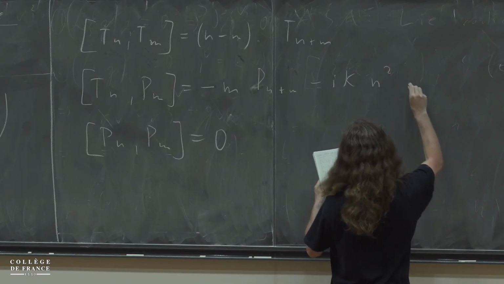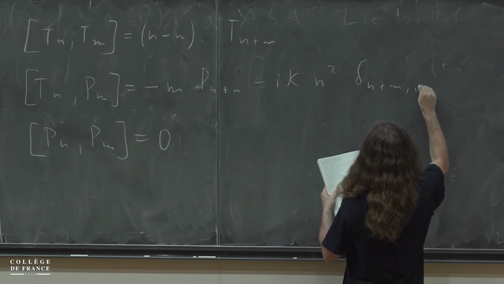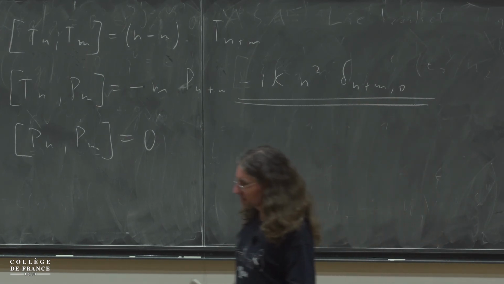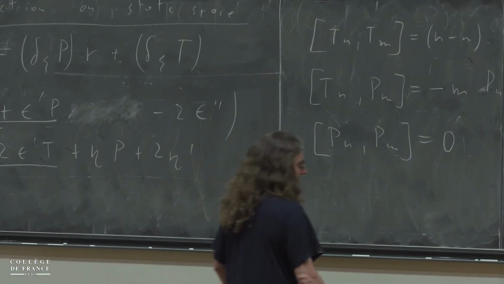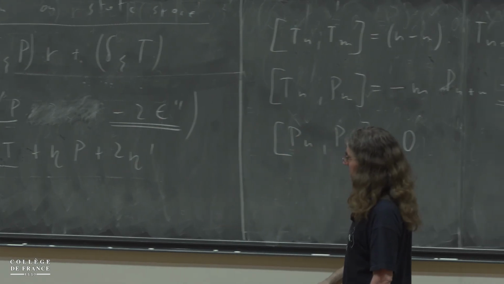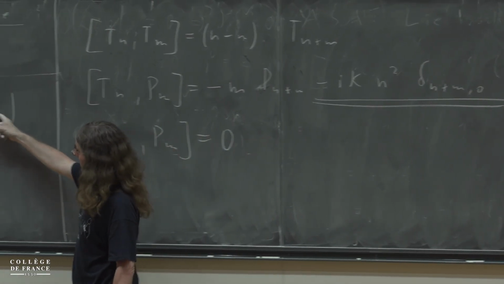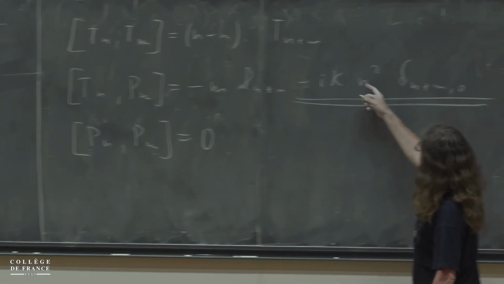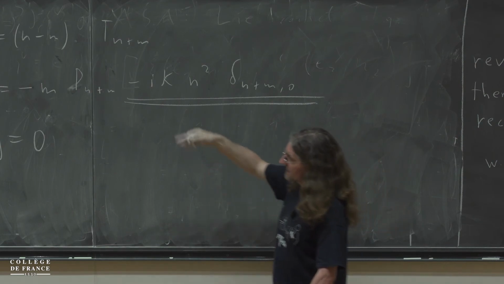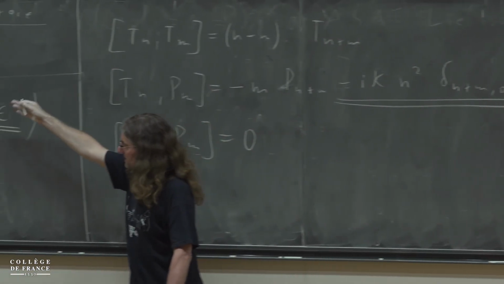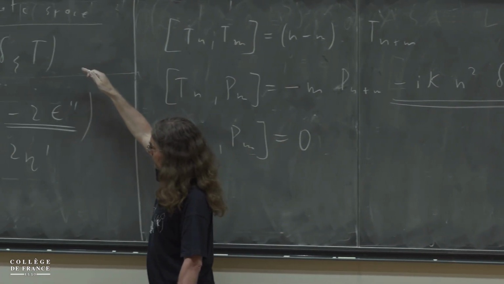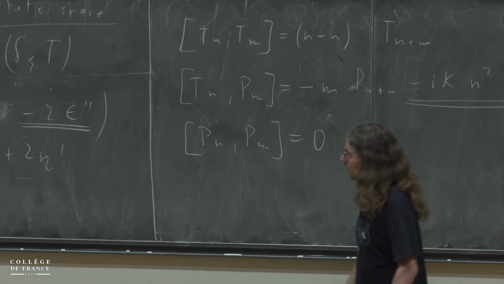But the more important point, and the last one I want to highlight, is that we do get this central extension. So there's a non-trivial central extension in the algebra, and you can deduce it from this term here. So that's the origin. This 2 epsilon double prime is what gives you this term proportional to n squared. So that's a simple example where you see that the canonical realization of the asymptotic symmetries leads to a central extension.